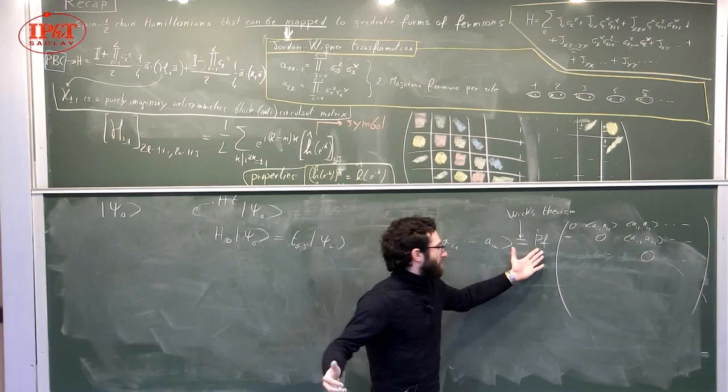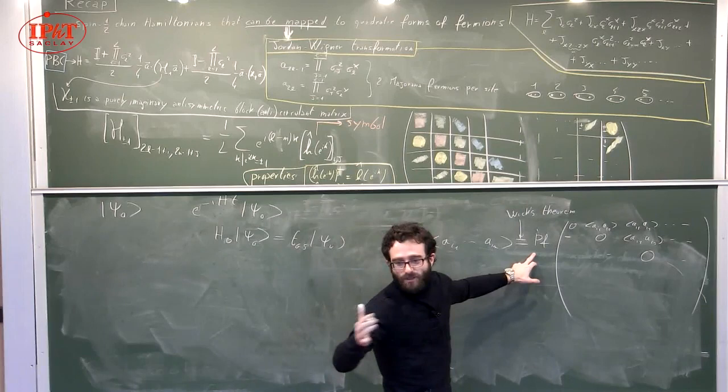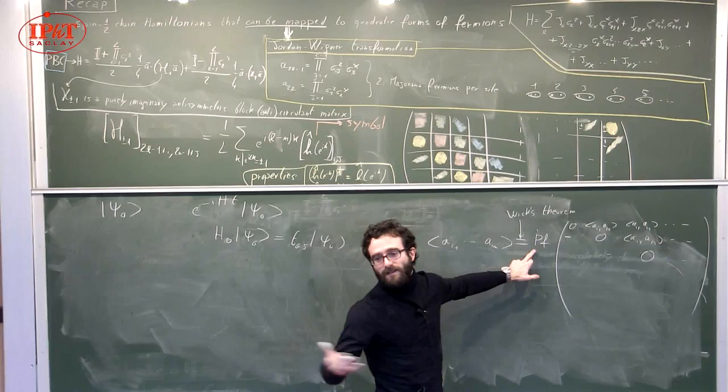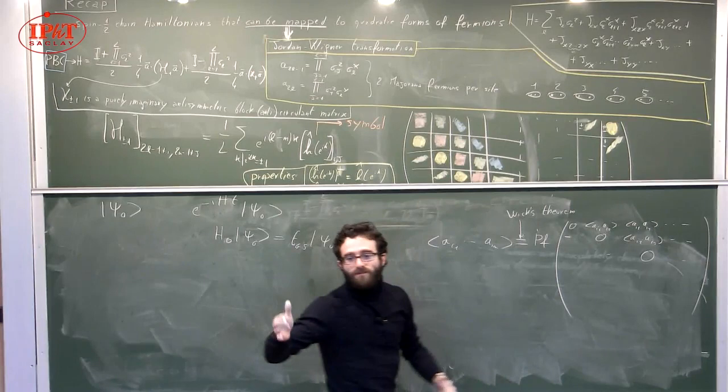I'm not sure that you are familiar with the Pfaffian. This is a strange object. It's not important what the real expression is, but what I'm telling you is that the square of the Pfaffian is the determinant of the matrix. So up to the sign, it is just the square root of the determinant.